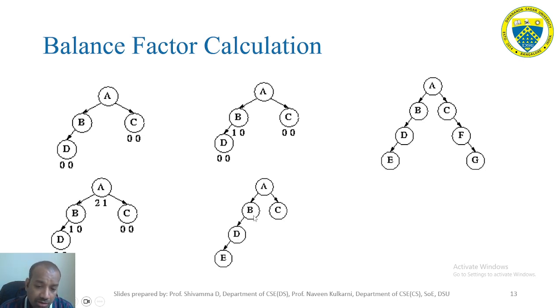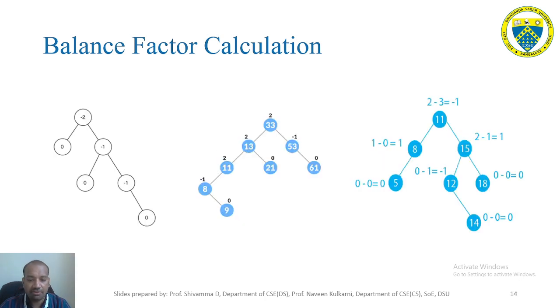Now we will go to node B. The height of the left subtree is 2, and the height of the right subtree is only 0. So 2 minus 0 is 2. The balance factor is 2 at node B. So at this point, this particular subtree is unbalanced. To overcome this unbalancing issue, we need to do an operation called a rotation. There are 4 kinds of rotation.